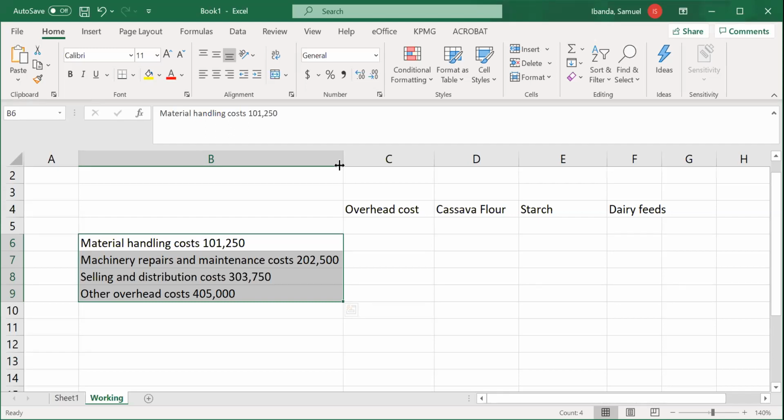So the formula, of course, when we are calculating our absorption rate, is that we are looking at what we have as our total overhead and what we have as our total cost driver, and then we divide the two together.